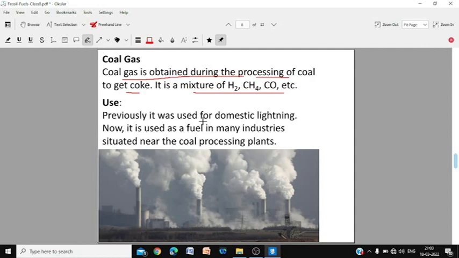Previously, it was used for domestic lighting. Now it is used as a fuel in many industries, particularly those industries which are situated near coal processing plants or collieries. So it is mainly used as a fuel for illumination.